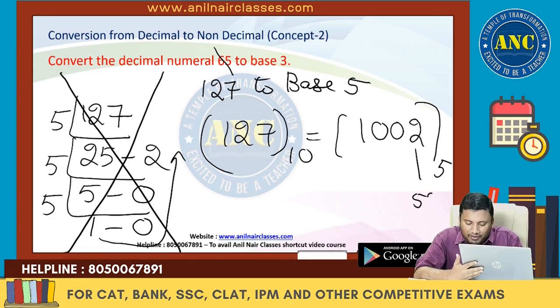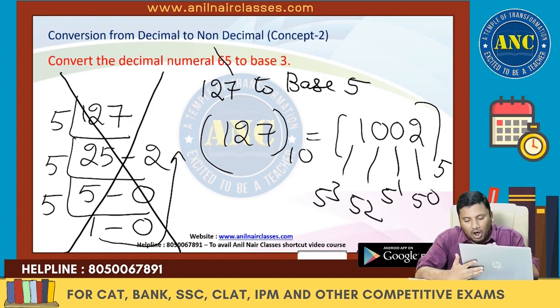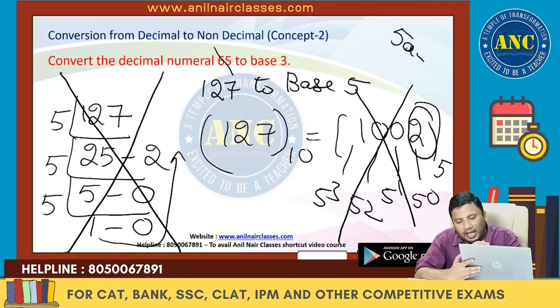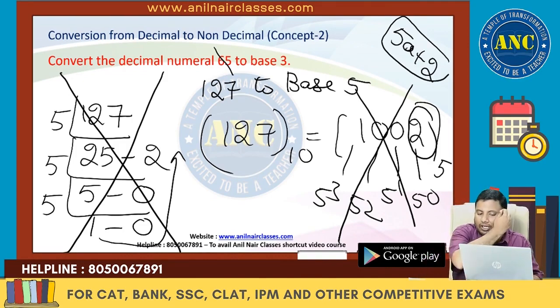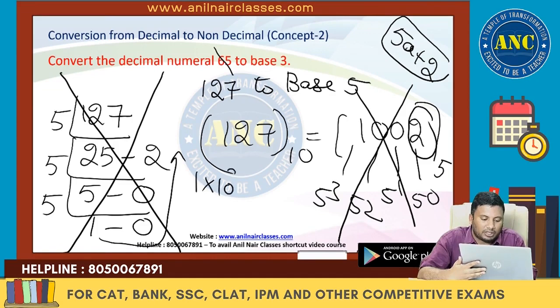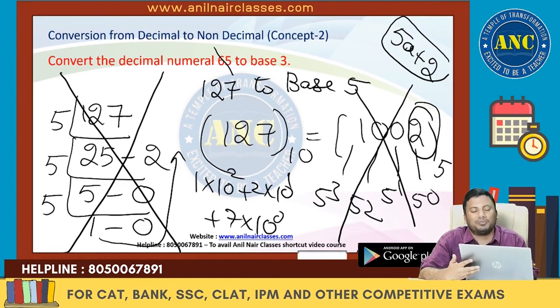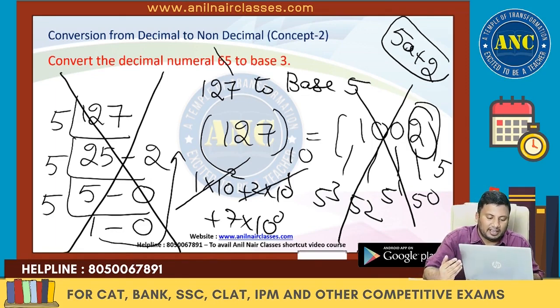If it is 2, 5 power 0, 5 power 1, 5 power 2, 5 power 3. All these are divisible by 5. Remainder is 2. My 5a plus 2. Just check it out. Right? This is nothing but 1 into 10 square, 2 into 10 plus 7 into 10 power 0. Are you all with me? This is divisible by 5. This is divisible by 5. 7 when divided by 5, remainder 2. Or in other words, divide 127 by 5. 5 25s are 125. Remainder is 2.